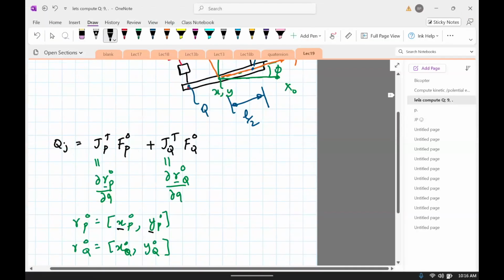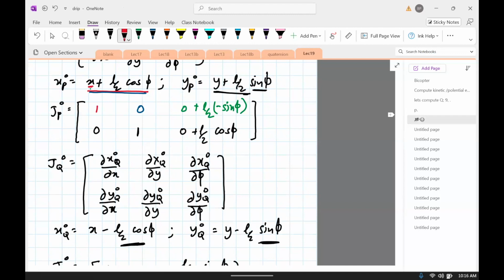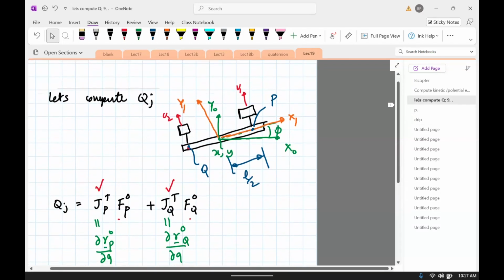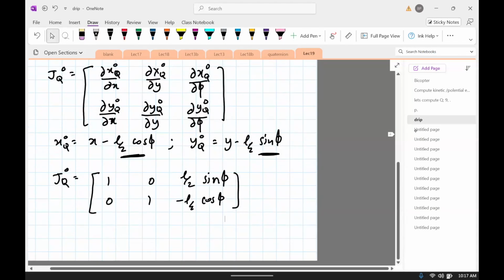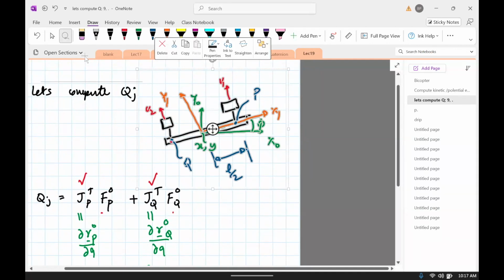Let's see where we are with respect to this. So we have evaluated Jp and Jq. We need to compute Fp and Fq. Let's do that. Okay, now we know something about the forces at P and Q. The force at P is basically the thrust force. Okay, so you see that, well, let me just take this figure, make it easier to explain.